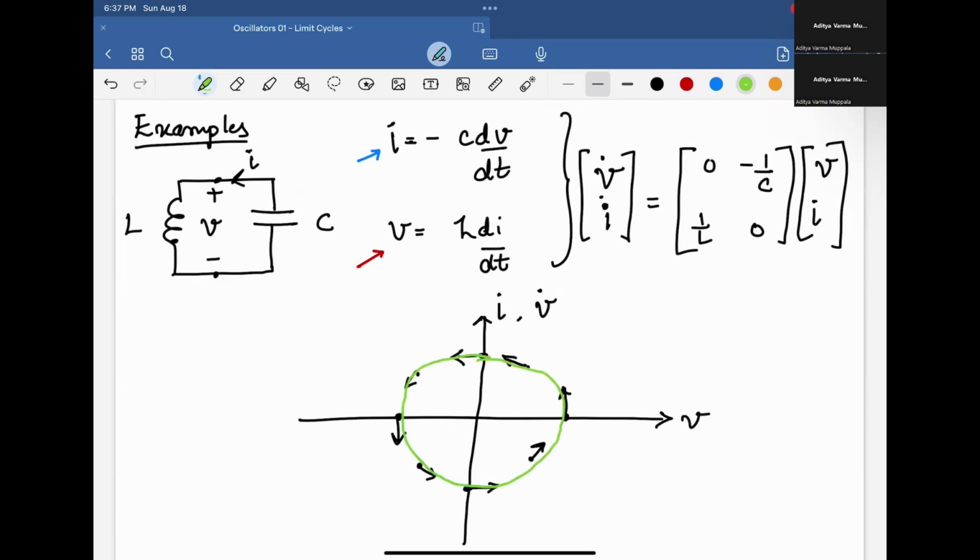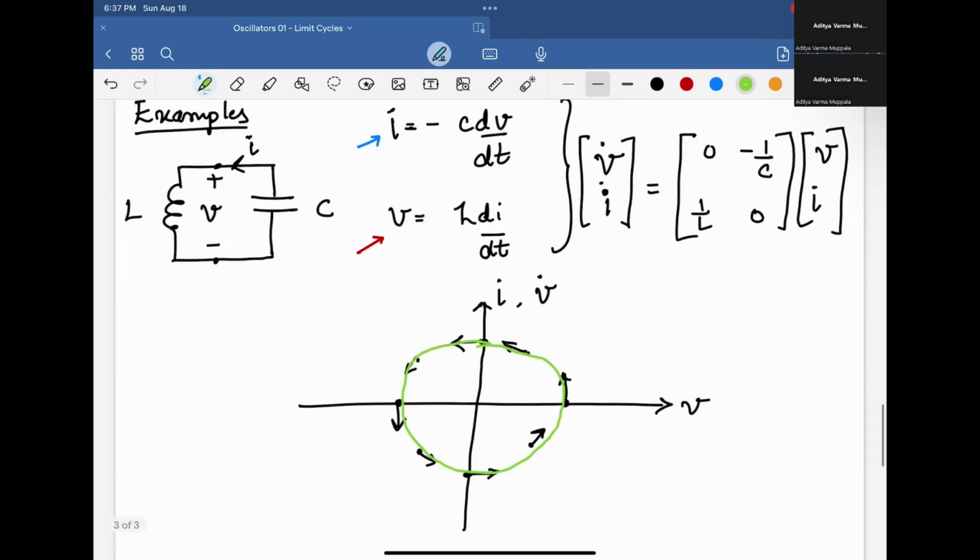And for those of you who have studied circuit theory, this is fairly obvious: in an LC resonator, when the capacitor is fully charged, there is no current through the inductor, which means when the voltage is maximum, the current is 0. And then when the maximum current is flowing through the inductor, the capacitor is completely discharged, which is in this case.